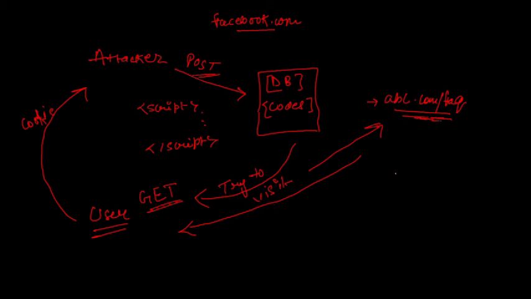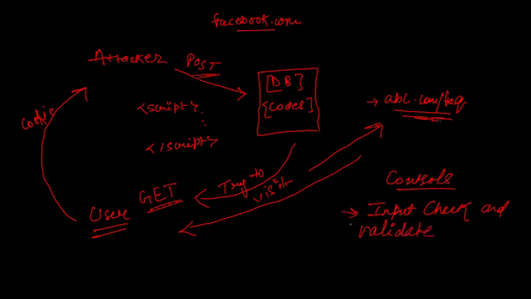So how to prevent it, right? Controls: input check and validate. So what is input check? When a user tries to inject any kind of script in the comment area, the web application will simply not allow the attacker to write a script there. It checks on both sides, at the browser side and at the server side, and it rejects the script in the normal scenario.